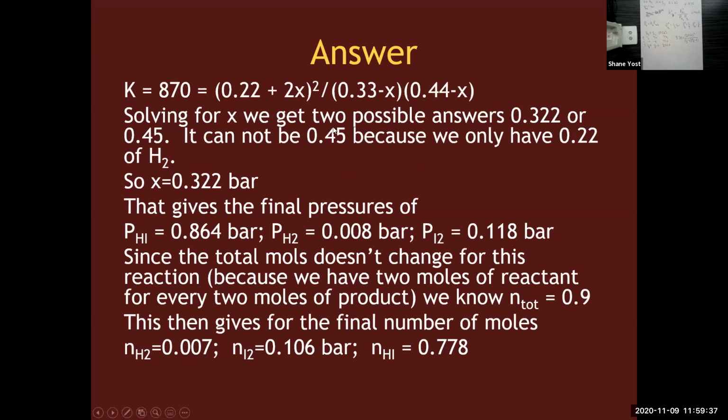And so the pressures of I2 and H2 are just 0.33 minus 0.322 and 0.44 minus 0.322. And the pressure of HI is 0.22 plus 2 times 0.322, which gives us 0.864. So those are the equilibrium pressures.